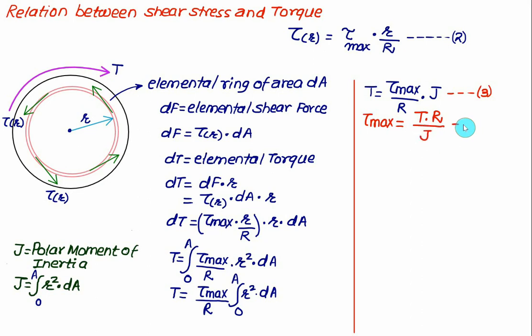So let's say this one is equation number 4. Now we can put the tau max in the equation of shear stress, which is a function of radius r, that is in equation 2. So we'll just replace here the value of tau max.